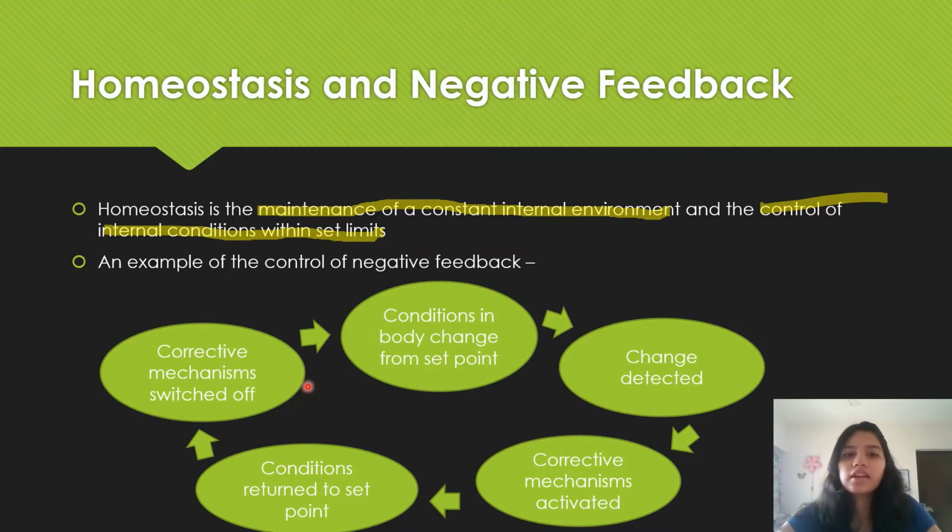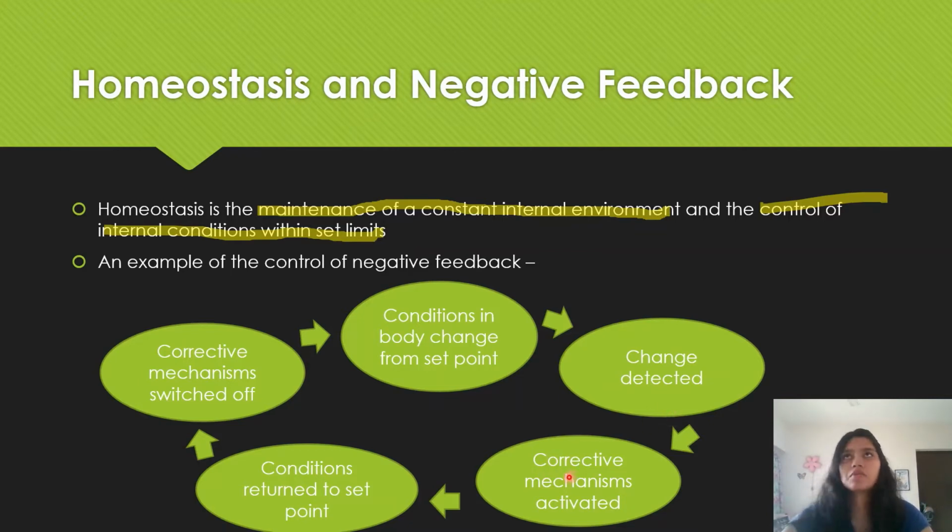Okay, so let's look at how this works, using body temperature. First, conditions in the body change from set points. Supposing your body temperature is 37 degrees Celsius, but you've gone to a really cold place, like Canada when it's snowing. That means your body temperature is much lower. So this change is detected. In your brain, there is a part called the hypothalamus, which is a thermoregulatory center that detects temperature changes. So your brain detects this temperature change.